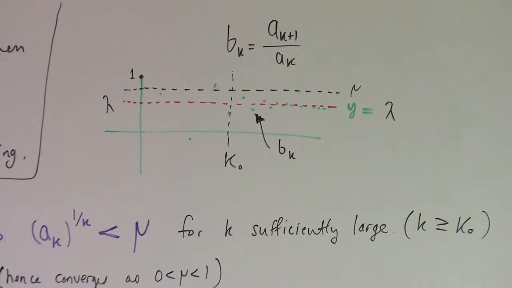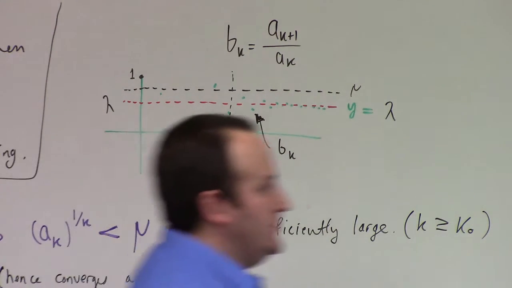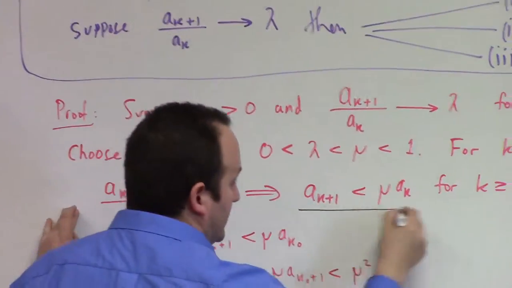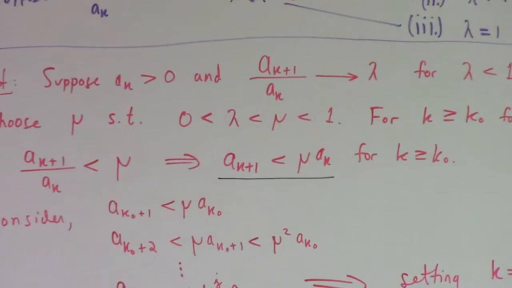So, but once you know that, you can multiply; remember a sub k is positive, so it doesn't destroy the inequality to multiply it on the other side. We get this, right, for all k greater than or equal to k naught.